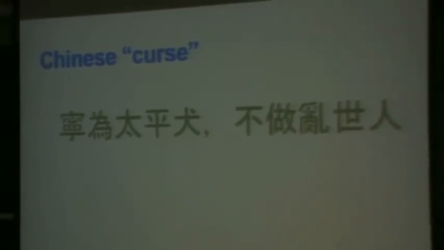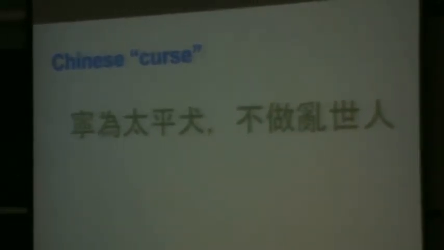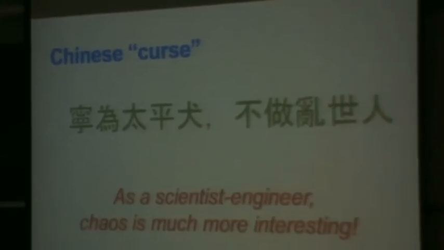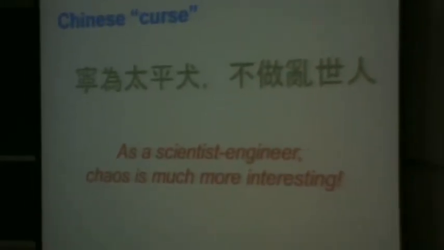But what I'm told, because I do not read Chinese characters, and I had many different sources back me up on this, because I didn't really want to insult anybody, is that a better translation is: better to be a dog in peaceful times than to be a man in chaotic or warlike times. But I actually disagree with that, and I think most people in this room would disagree with that. I think as a scientist or engineer, chaos is much more interesting.